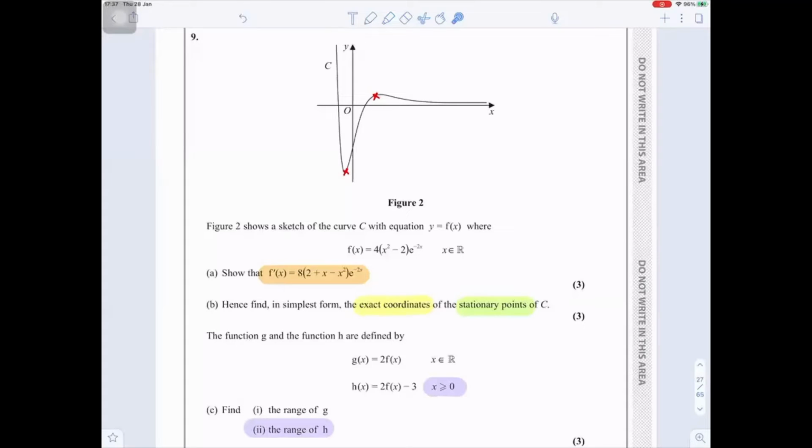Question number 9. Figure 2 shows a sketch of the curve C with equation y equals f of x, where f of x is 4 bracket x squared minus 2 times e to the minus 2x. Show that f dash of x equals 8 bracket 2 plus x minus x squared bracket e to the minus 2x. Okay, we want to differentiate.